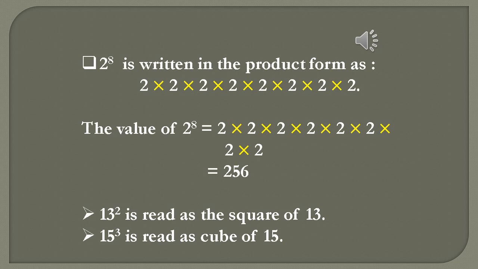The second power of any number is read as the square of that number. For example, 13 raised to 2 is read as the square of 13. The third power of any number is read as the cube of that number. For example, 15 raised to 3 is read as the cube of 15.